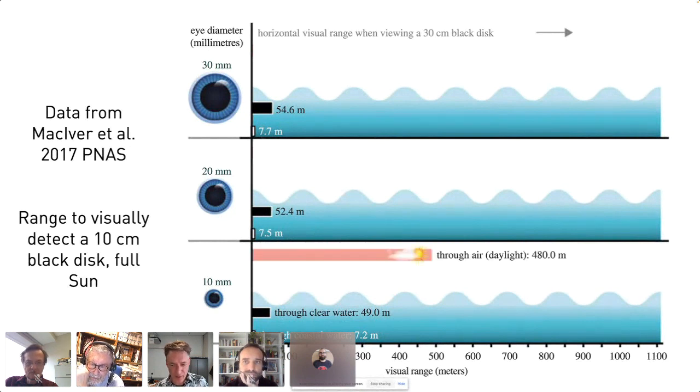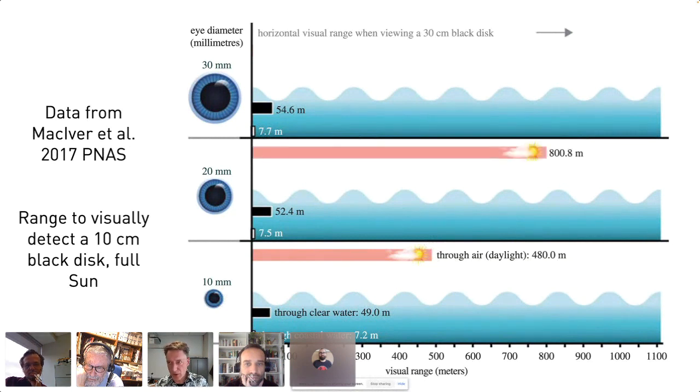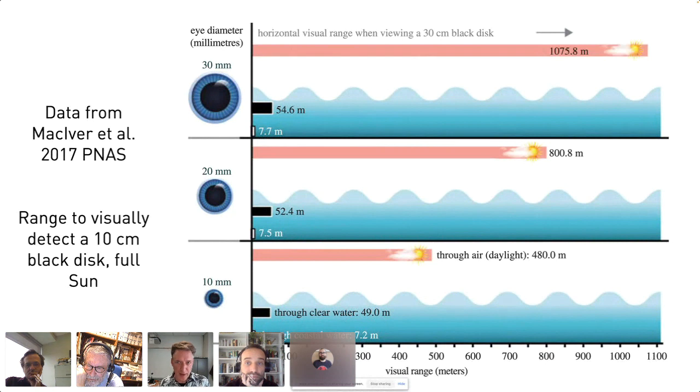Well, you can see that in air with this size eye, there are some assumptions we have to make for the computational modeling, but it matches empirical measurements as well. You get half a kilometer with 10 millimeters, and you go up to over a kilometer with a 30 millimeter eye.